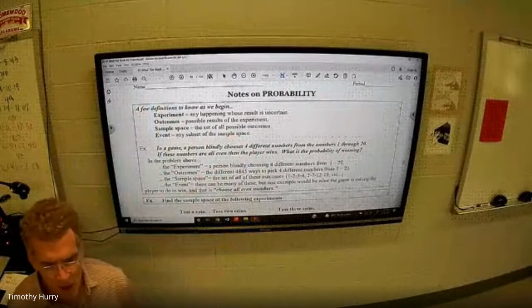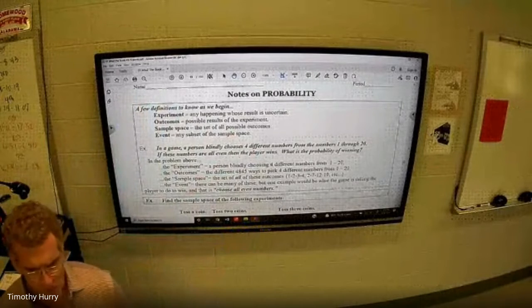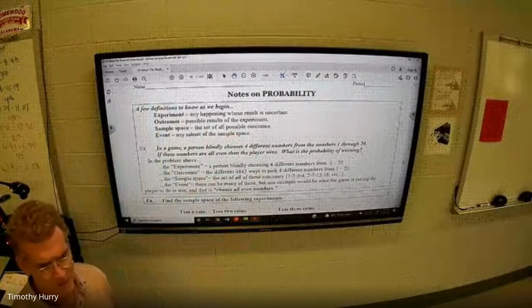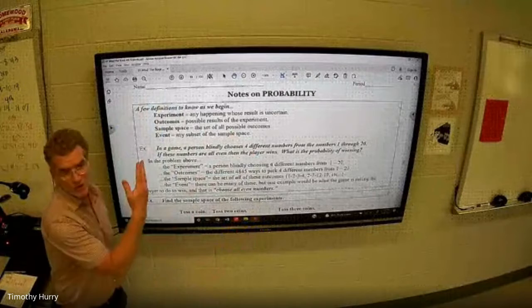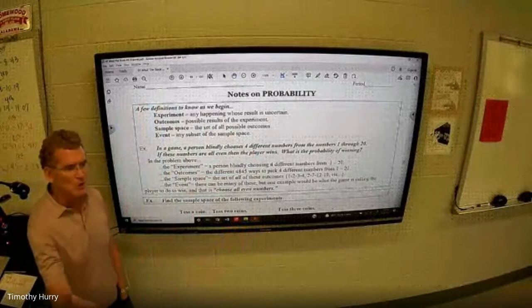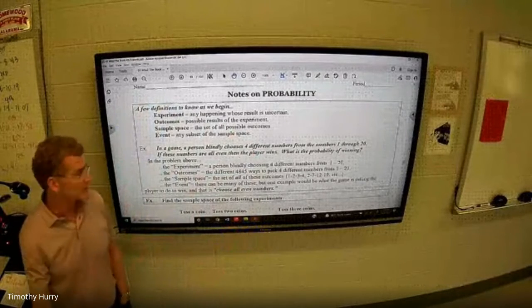So I'm not going to ask on the test, define event. What's the difference between an event and a sample space, or a sample space and an outcome? I'm not going to ask you that stuff, but these words will show up from time to time. Don't let them be a hindrance to understanding the problem.